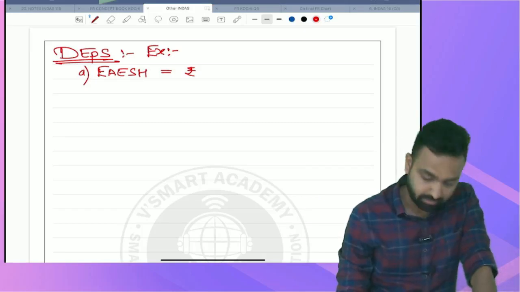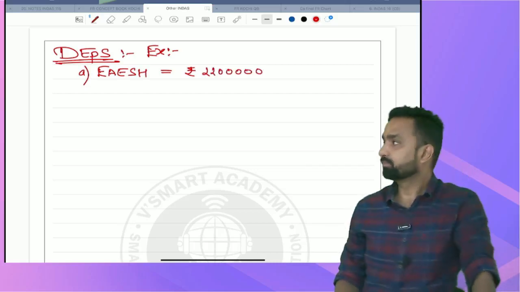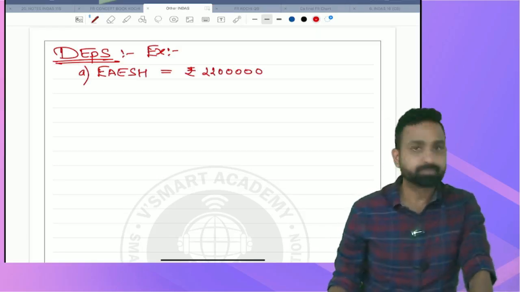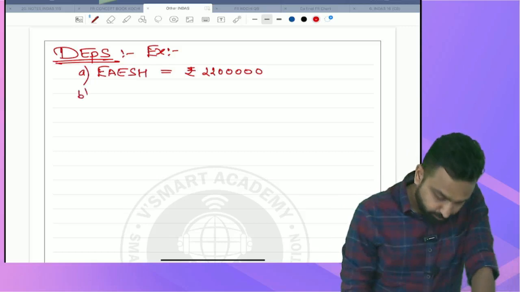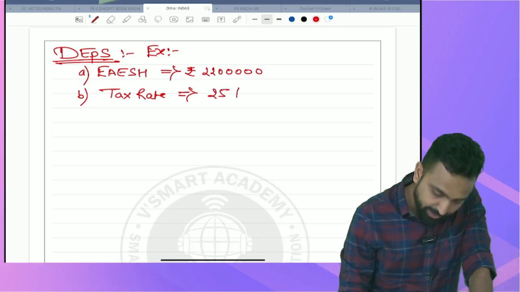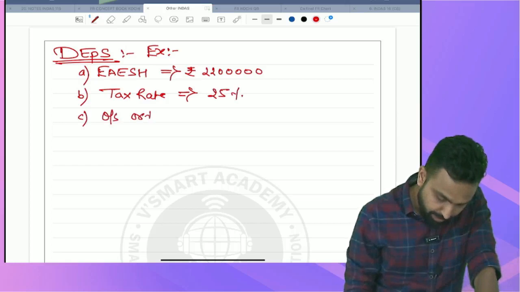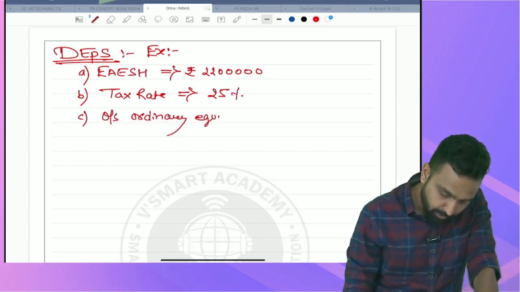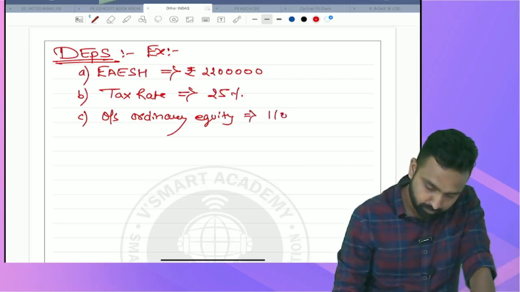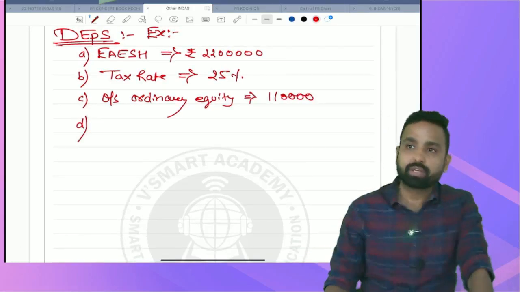EAESH, 22 lakh. Please keep writing. Tax rate 25%. Outstanding ordinary equity 110.